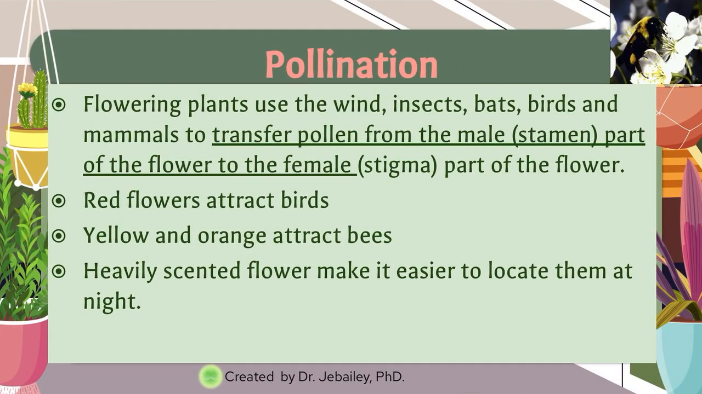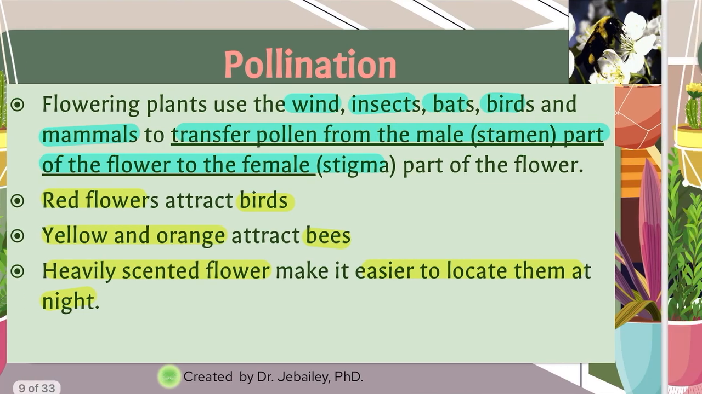When we talk about pollination, it's about flowering. It's growing a new flower. Now plants can use wind, insects, bats, birds, and even mammals. And what do they do? They transfer the pollen from the male section to the female section. So for example here, we have red flowers, they can attract birds. Yellow and orange colors of the petal can attract the bees. And even the scent of the flower can make it easier to locate them at night. Why do we want them? Because they can help transfer the pollen from the anther to the stigma.